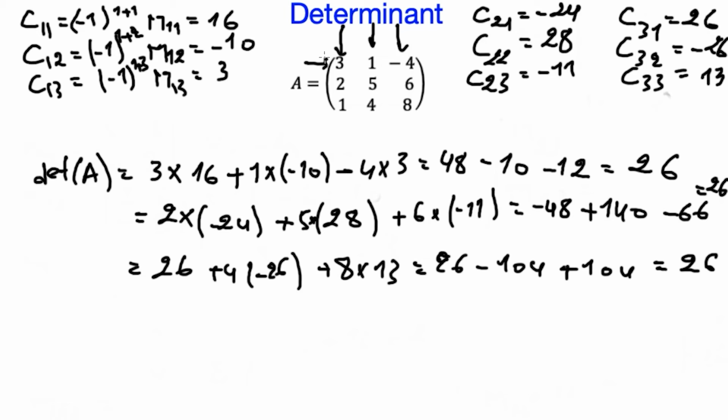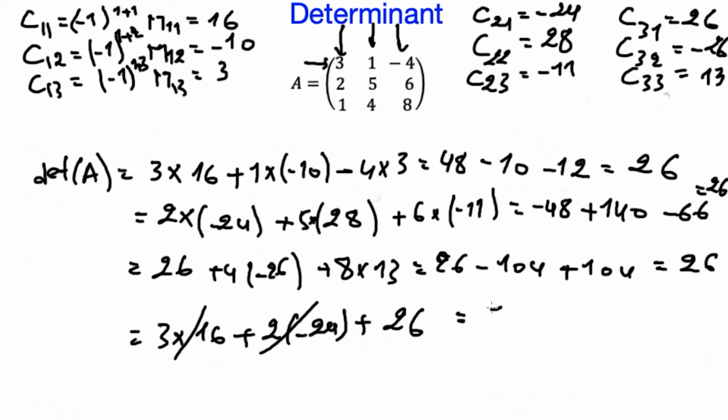So when we go with the first column here, it will be equals 3 times its corresponding cofactor here, C11, so it's 16, plus this 2 times its corresponding cofactor here, C21, so it is 2 times minus 24, plus this one here times its corresponding cofactor, which is C31, so it is 26, so plus 1 times 26. This will go with this, so it must be 26 also.